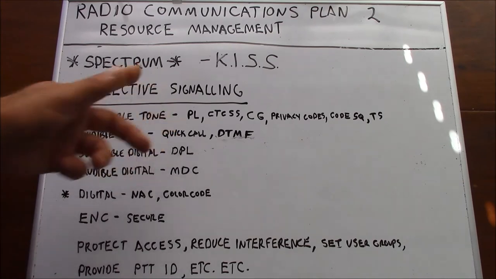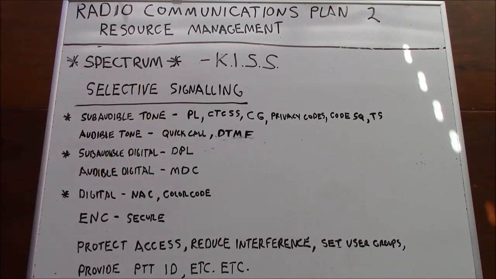And this is commonly known as PL or private line. It's also known as CTCSS, CG, channel guard. Some of your scan pack equipment will call it privacy codes. It's called code squelch or tone squelch. So that's probably your most common one.